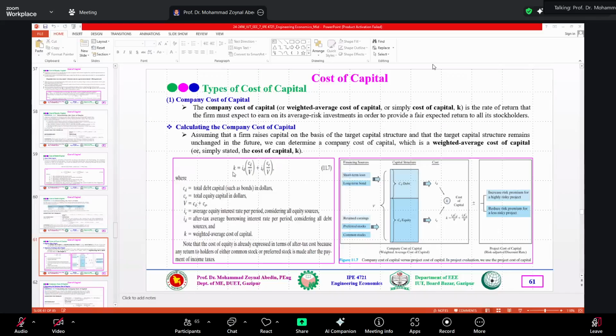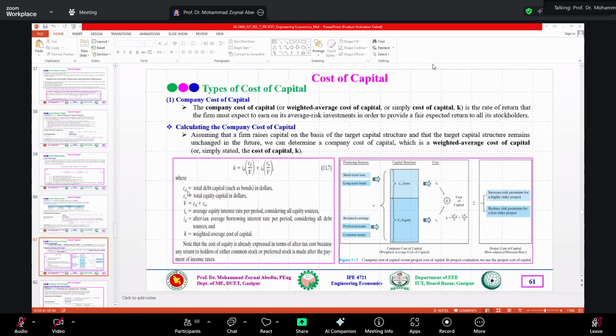Here, K is the cost of capital for the company, meaning the company cost of capital, or WACC, equal to ID into CD by V plus IE into CE by V. As you know, D is the debt, CE is the equity. As it is a cost of capital, it has two main branches. One is the cost of debt, and another one is the cost of equity. If it is the cost of debt, it will be divided into another two that we studied. One will be the bond, another one will be the loan.